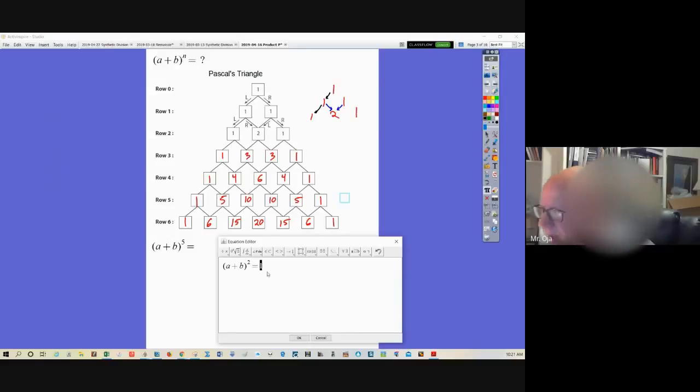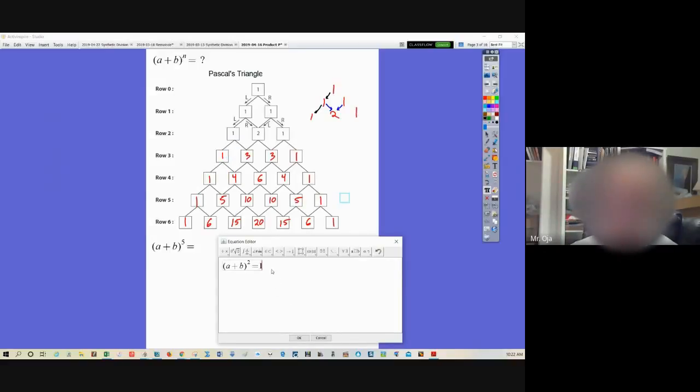and I want to make that, is there a way I can make that red? I think so. Oh, why is it doing this? Well, maybe I can't. So there's my 1 that comes from that.